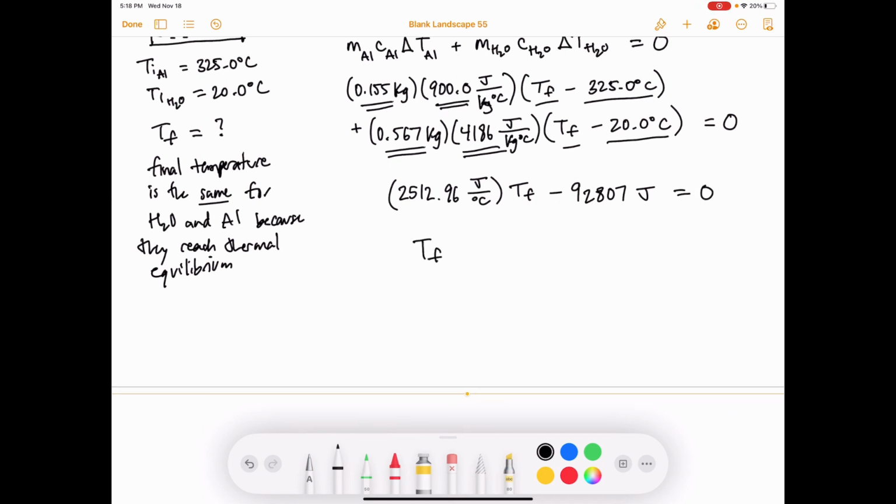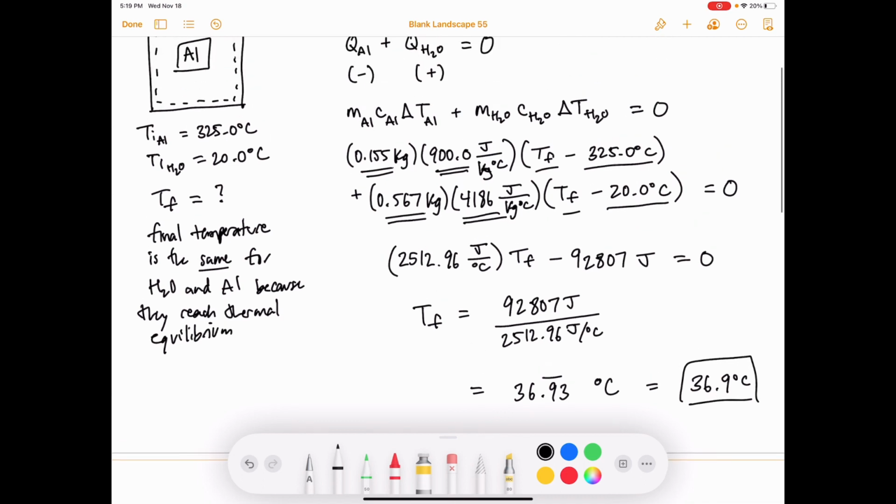So T final, what we're looking for, is 92,807 joules divided by 2,512.96 joules per degree Celsius. You see that joules cancel, degree Celsius goes to the top, and it turns out to be 36.93, but we're actually keeping 3 sig figs on that for a final answer of 36.9 degrees Celsius.